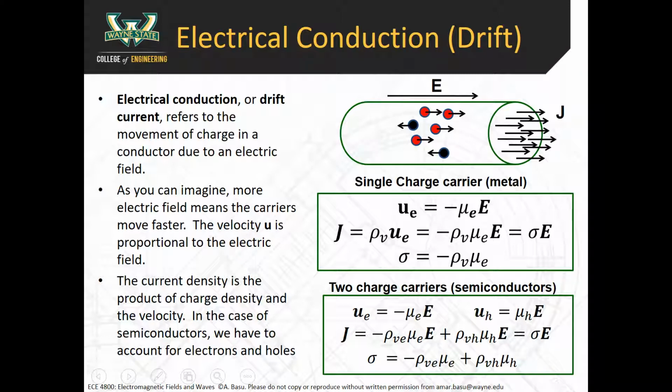The reason we've done this is now this sigma is a material property. The conductivity of a material depends on how many charges it has available and how fast those charges can move through the material. Metals are great conductors because they have a lot of charges available, and generally these charges can move fairly quickly through the material.